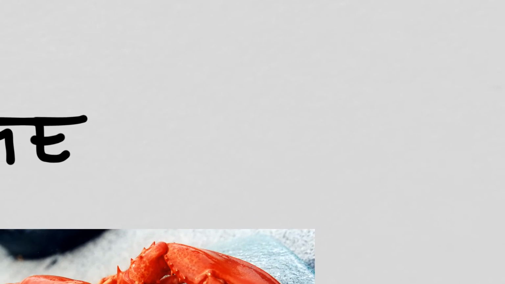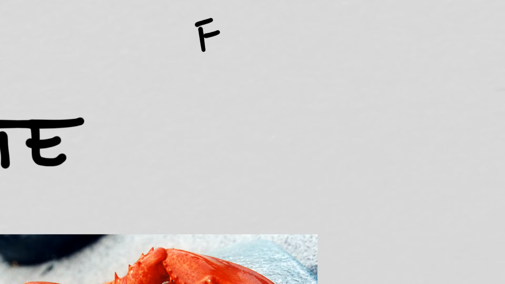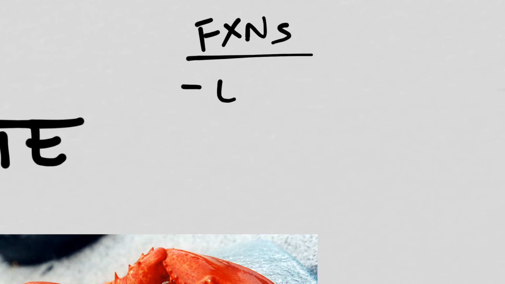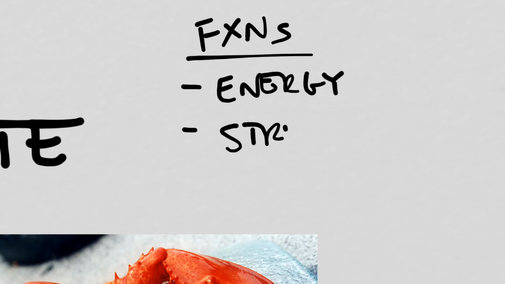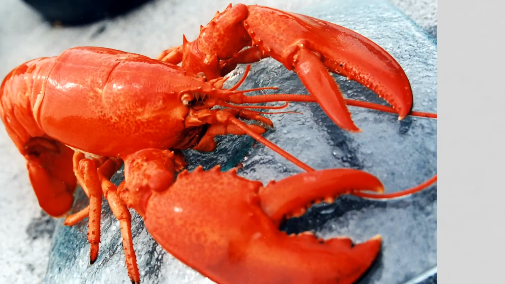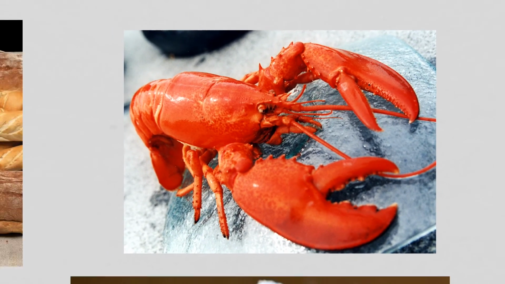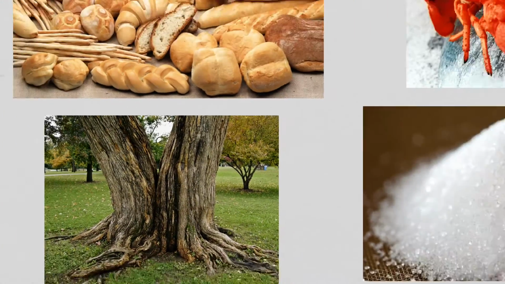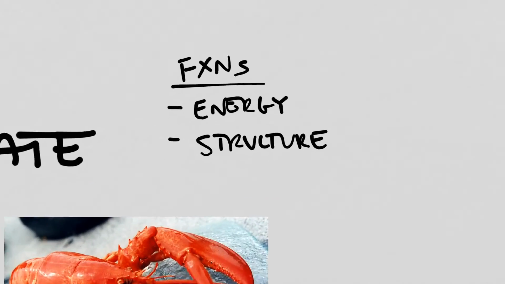Okay, so let's talk about the functions of carbohydrates. One of the functions of carbohydrates is energy. I'm sure you've heard of people carbo-loading before races. Carbohydrates are a good, quick source of energy. Another function is structure. So, carbohydrates are providing a structure both for the shell of this lobster and also for the trunk of this tree. It can be very rigid.